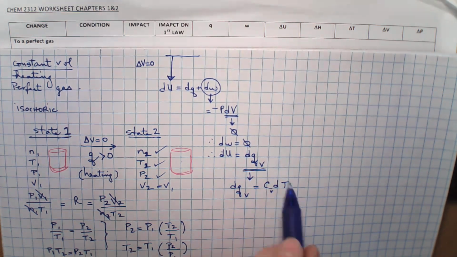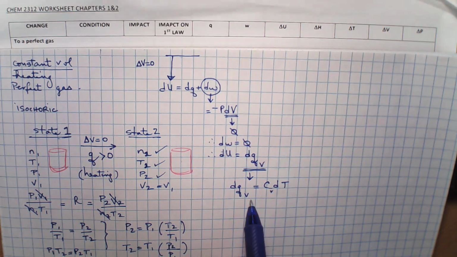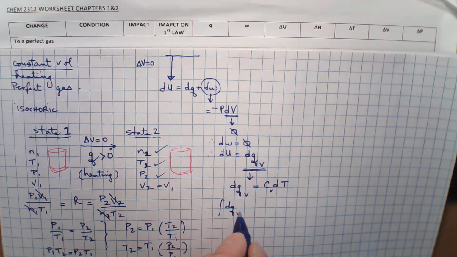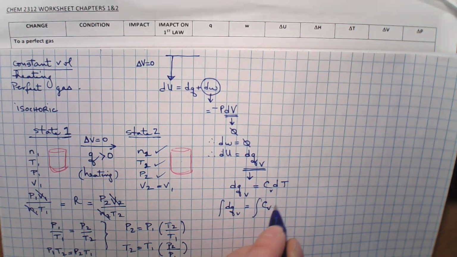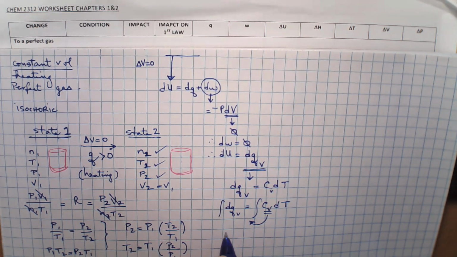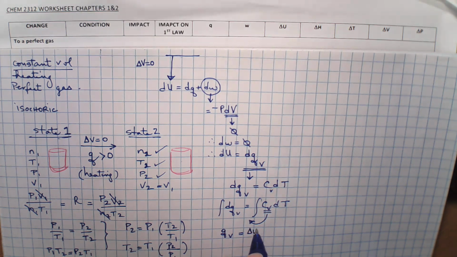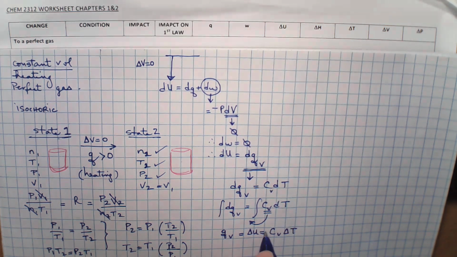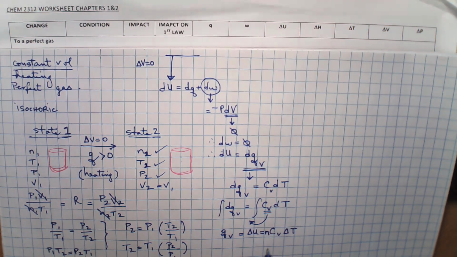This is a relationship, but it's not a formula yet to plug into. And of course, I would want to integrate. And then that is constant, so I'm going to pull it outside. And so that means my Q sub V, which I just said is also equal to delta U, is equal to C_V delta T. And I realize that I need an n.